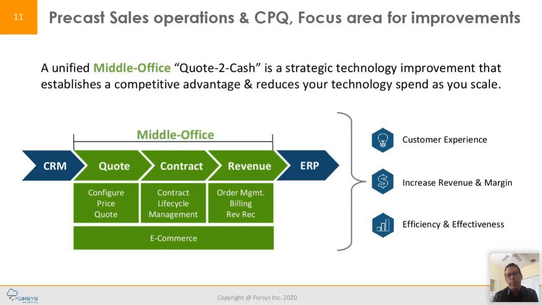The three major outcomes that really get produced from here are the customer experience, increase in revenue and margin, and efficiency and effectiveness, right? So do you have a great experience for your customers when they want to quote through e-commerce or any other mechanism? Is it accurate? Do you have to come back multiple times? Do you have to ask multiple questions? A lot of people will pay a little bit extra if it's just a great experience.